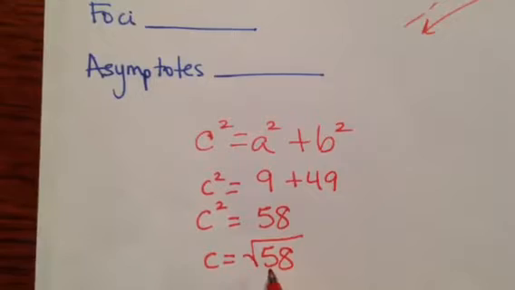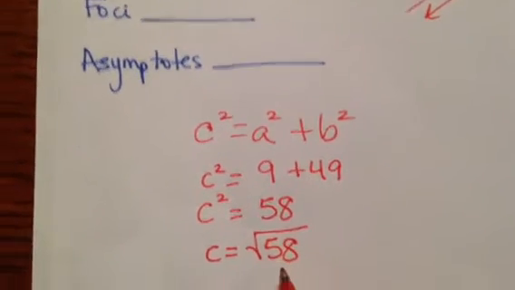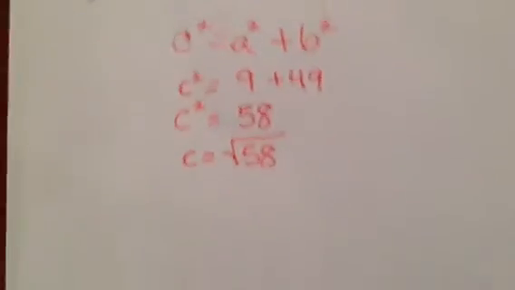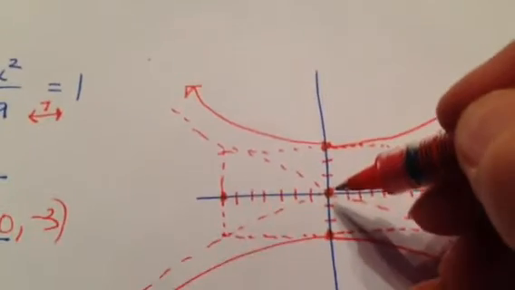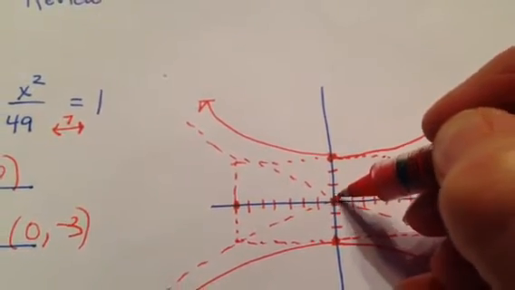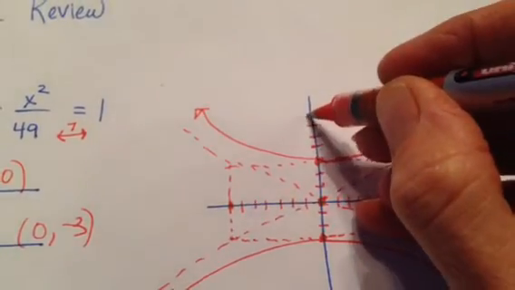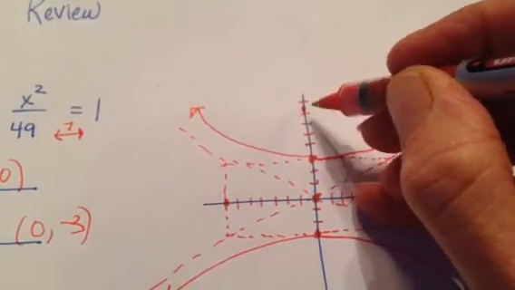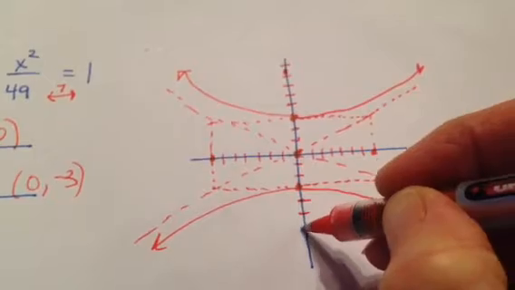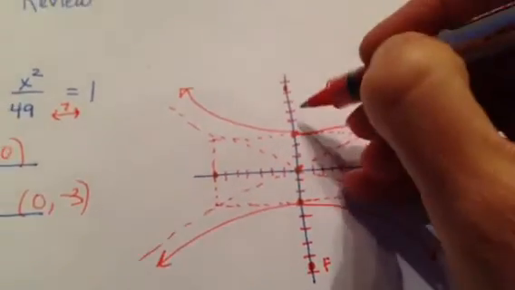The square root of 58 is about, I don't know, I don't have my calculator with me, but I'm going to guess it's about 7.5. You figure it out, okay? Hit your calculator and get a decimal, but you're going to go up that value from the center. 1, 2, 3, 4, 5, 6, 7, somewhere between 7 and 8. I'm going to do the same thing. 1, 2, 3, 4, 5, 6, 7, 8. So it's going to be somewhere in here. Those right there, that's your foci.